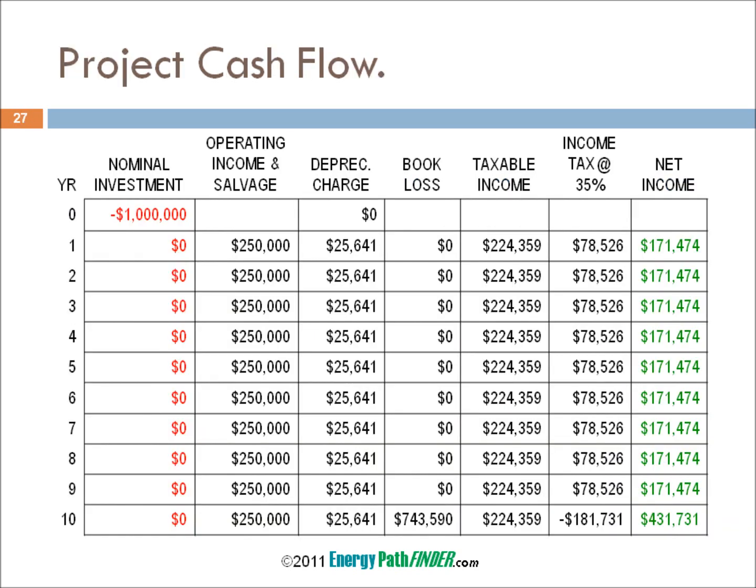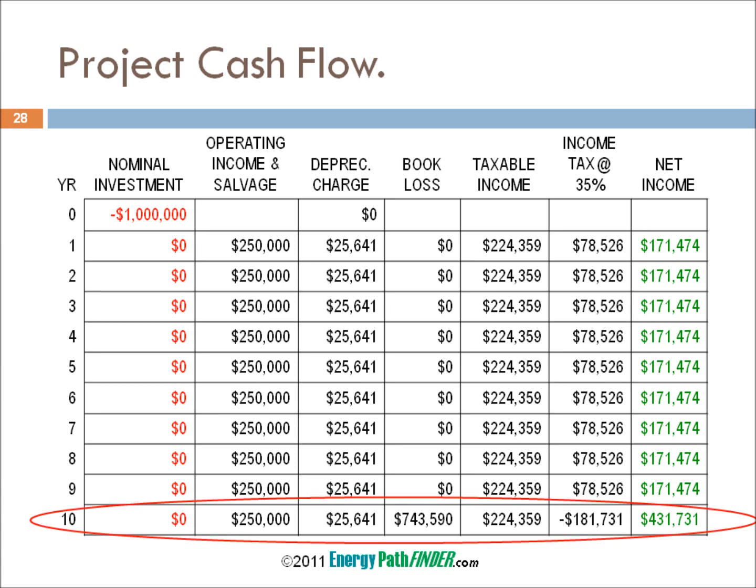This slide shows the cash flow results from which we build the ratio of benefits to investment, our definition of value. After the initial $1 million investment, the $250,000 annual energy savings for years 1 through 9 are adjusted first by subtracting a depreciation charge, yielding a taxable income figure. The 35% income tax rate is applied to this, leaving a net after-tax income figure. The after-tax cash flow in its entirety is the benefit that this investment provides.